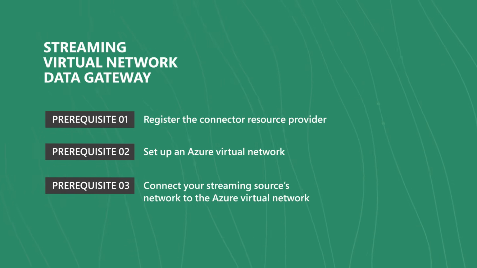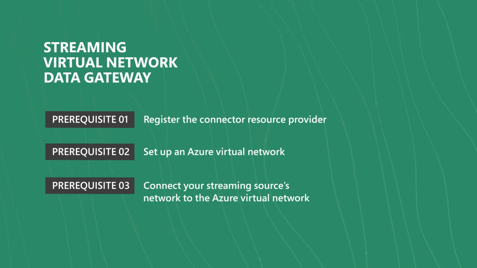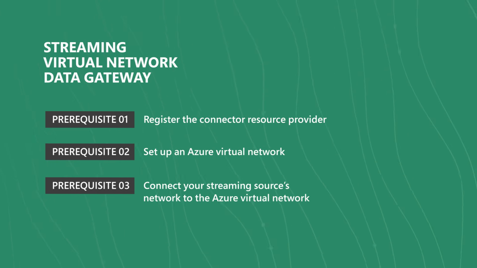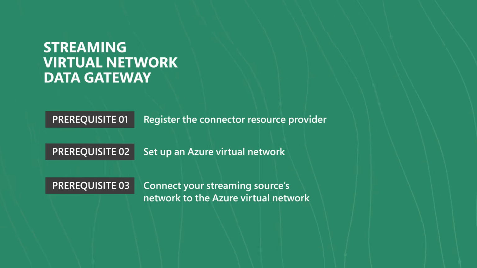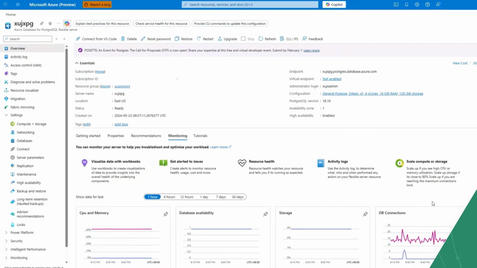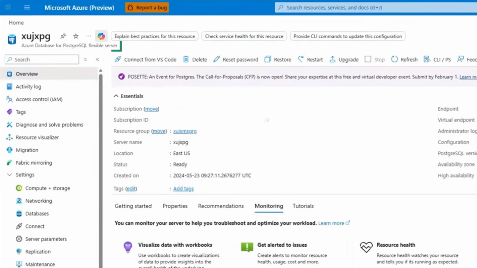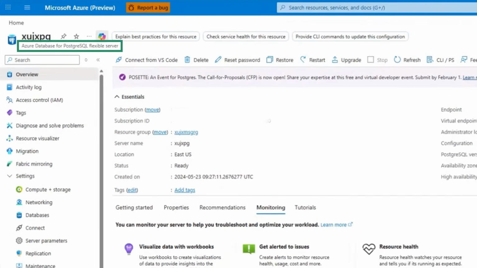Three: connect your streaming source's private network to the Azure Virtual Network you've created. For sources in third-party cloud virtual networks or on-premises environments, you need a VPN or Azure ExpressRoute connection. For Azure sources in a private network, you can use a private endpoint or VNet peering. In this demo, we use Azure Database for PostgreSQL and connect to it through a private endpoint.